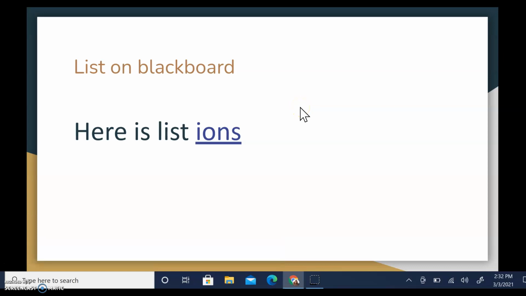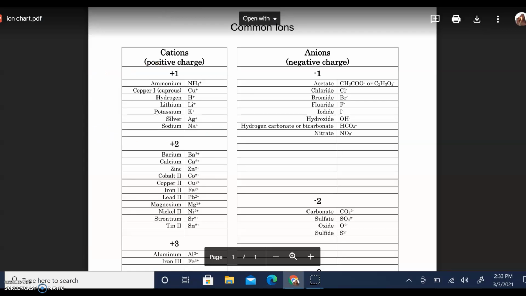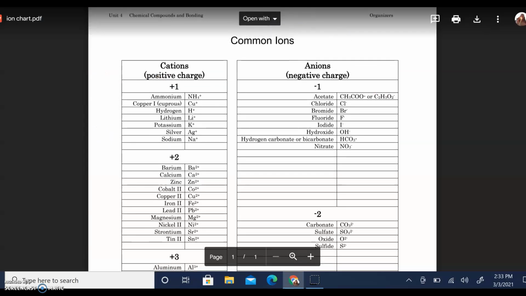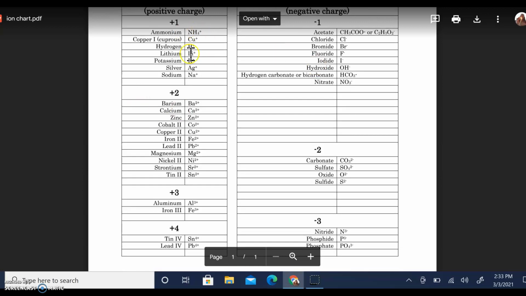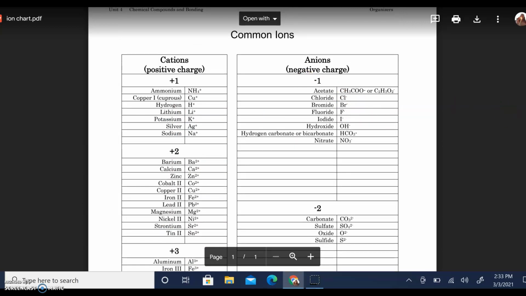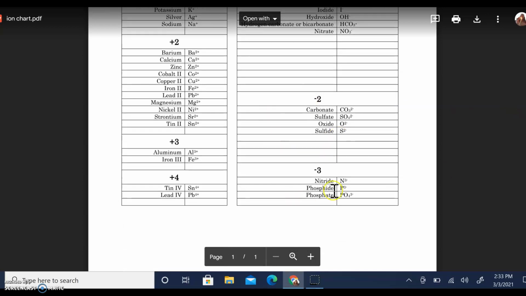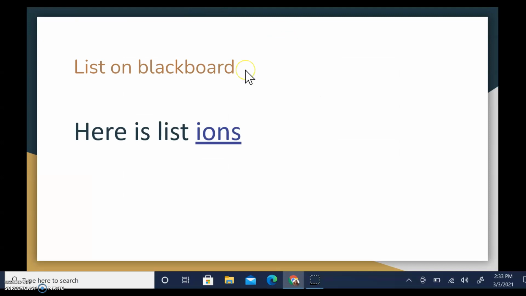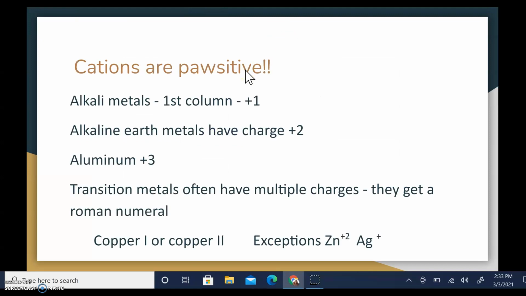So this list will be on Blackboard, and let's go ahead and just look at it. This list has common ions that we're going to be using on quizzes and tests. And we have our positive ions here. These are +1, +2, +3, and +4. And these are -1, -2, and -3. But that's a lot to memorize.